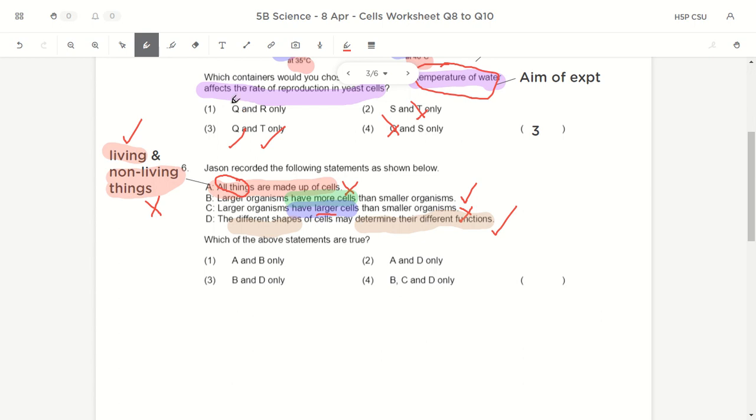So which statements are true? You want true, you want correct. So there's B and D. B is correct, D is correct. Answer is 3.